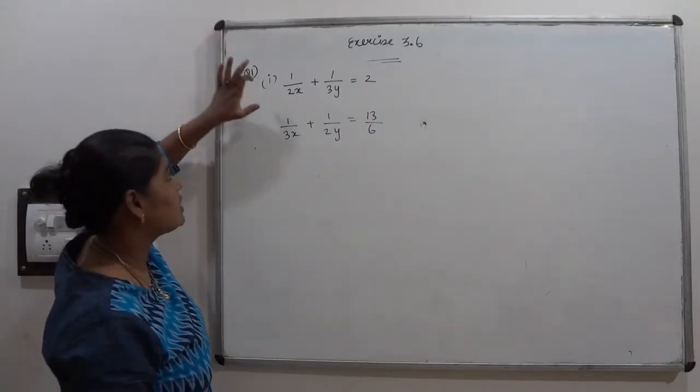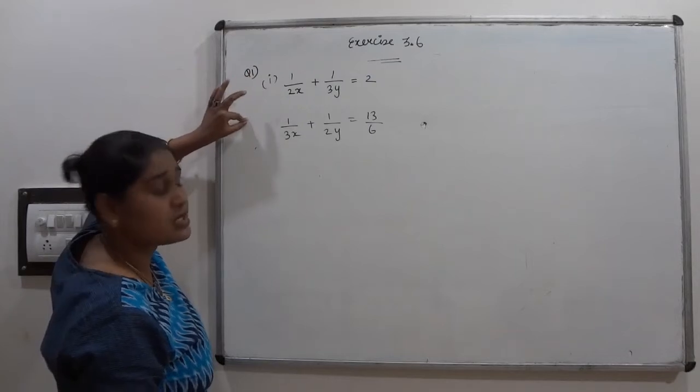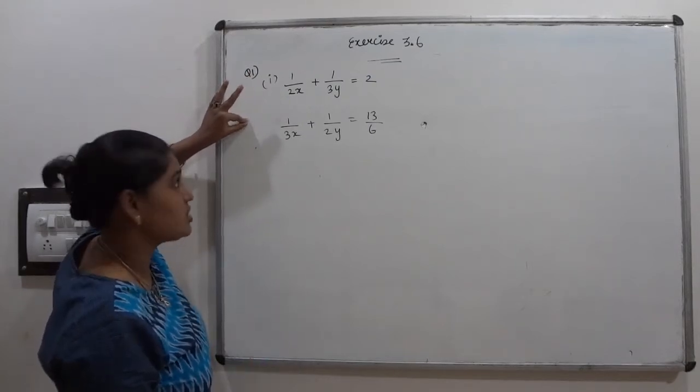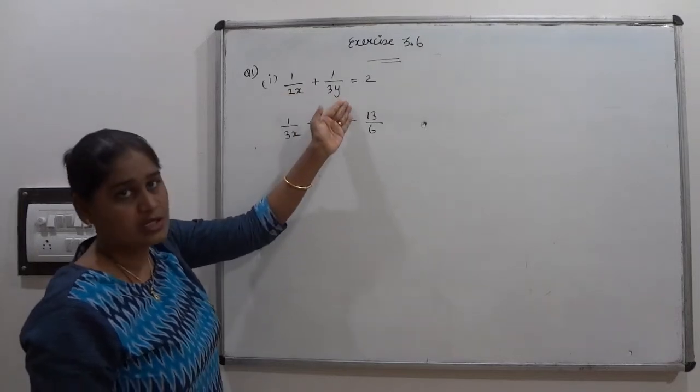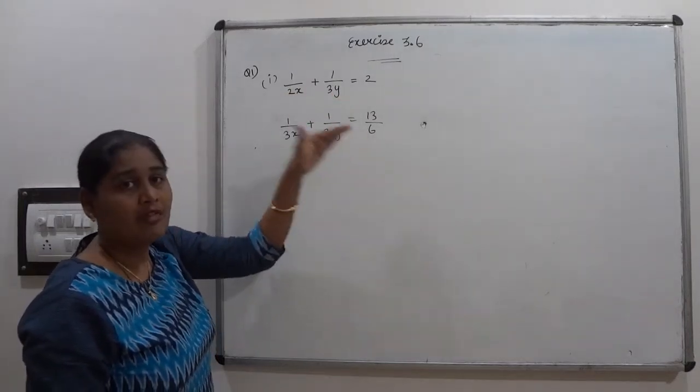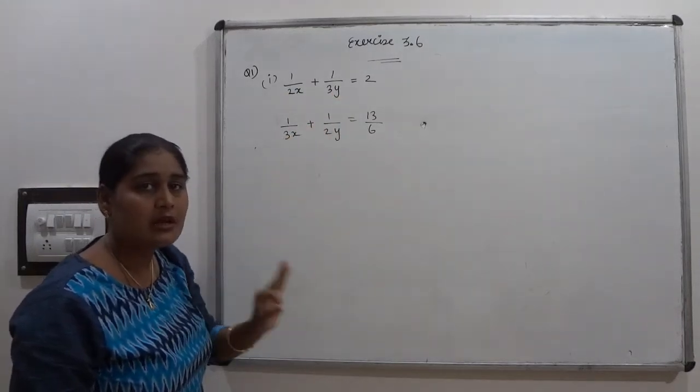Question number 1, first part. Check these two equations. These are not linear equations. Why? The variables are in the denominators of the equations. That's why we can tell that these are not linear equations.